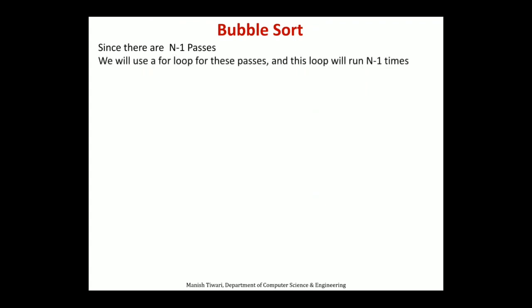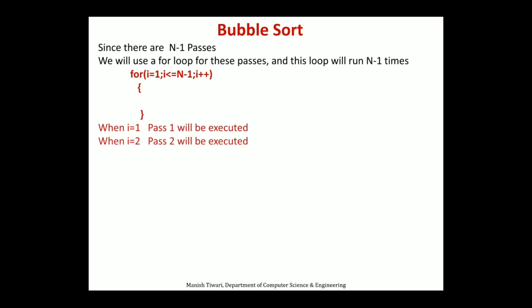We can say that there are n minus 1 passes in this bubble sort, and we can use a for loop to represent a pass. We will take a for loop which will execute n minus 1 times, each time for one pass. So when i is 1, pass 1 will be executed, and when i is 2, pass 2 will be executed. In the same way, when the value of i is n minus 1, pass n minus 1 will be executed.